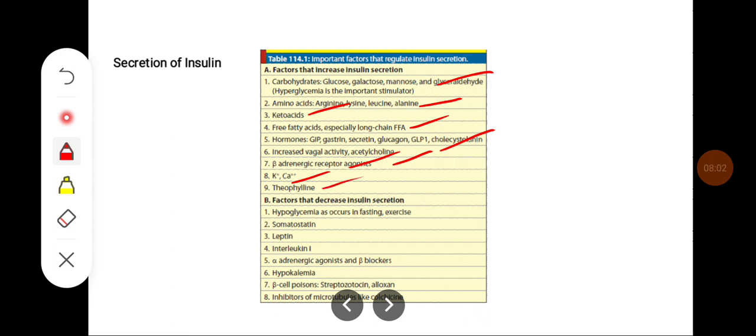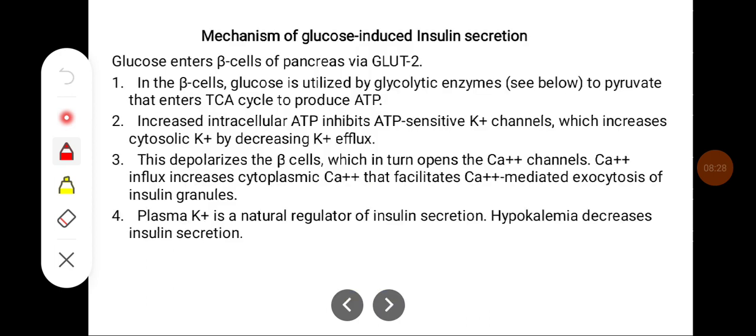And these are some of the factors that decrease insulin secretion. That is hypoglycemia as occurs in fasting and exercise, somatostatin, leptin, interleukin 1, alpha adrenergic agonist and beta blockers, hypokalemia, beta cell poisons, and inhibitors of microtubules like colchicine. They are some of the factors which are going to decrease the insulin secretion.